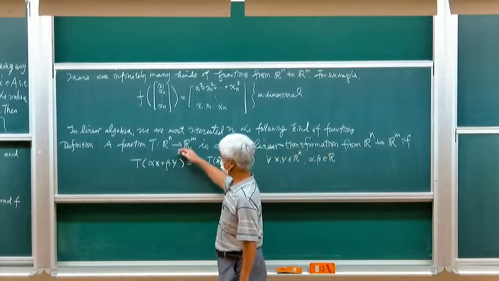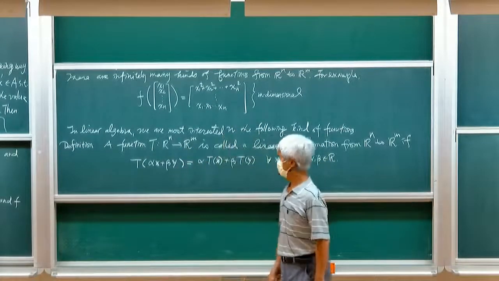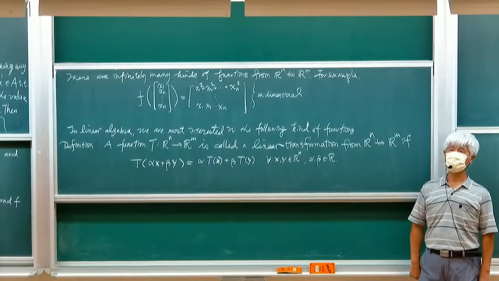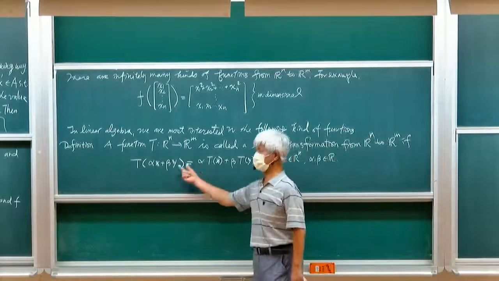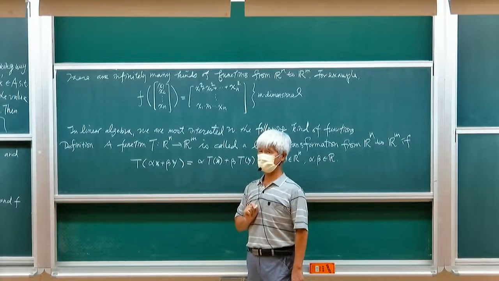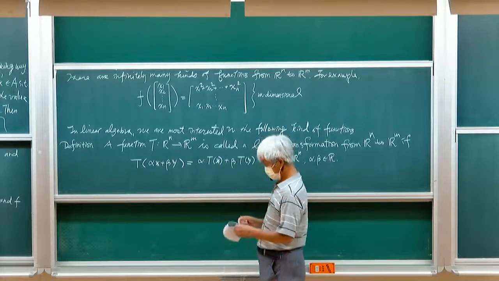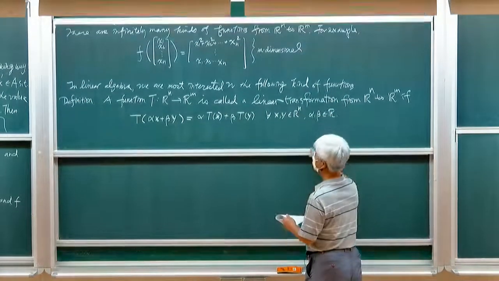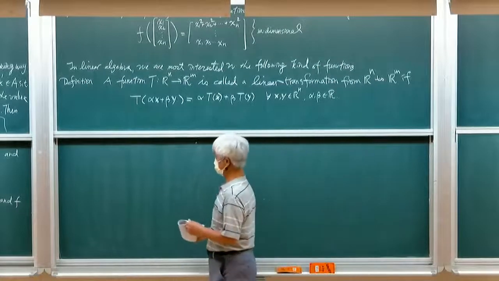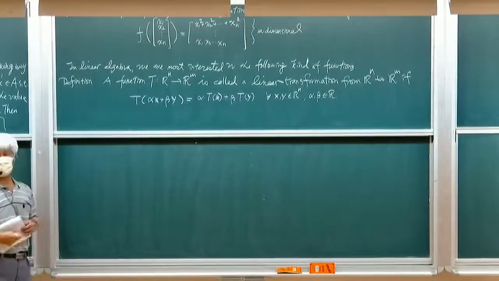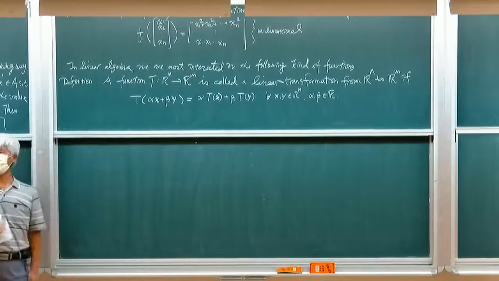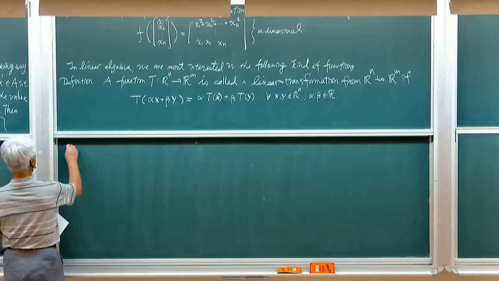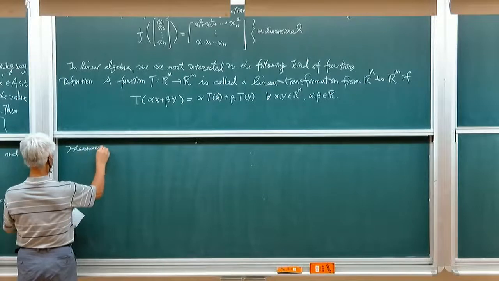Right? So this is really a special kind of function from Rn to Rm, a very special kind. And it preserves the linearity formulation. Now, our job here is to characterize such kind of function. Now, the first characterization is here.